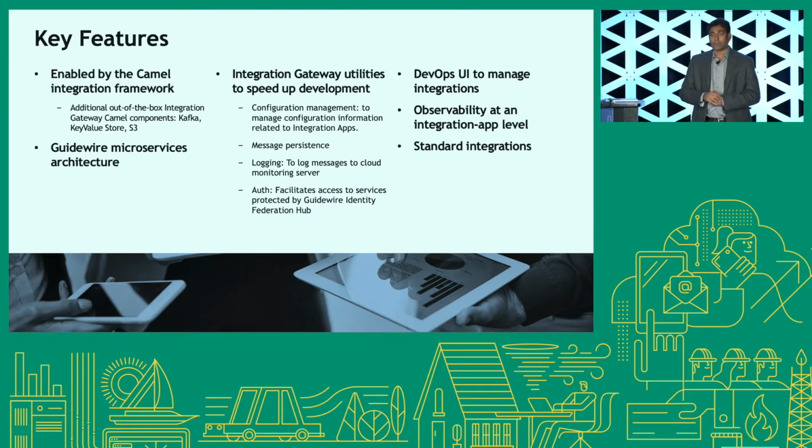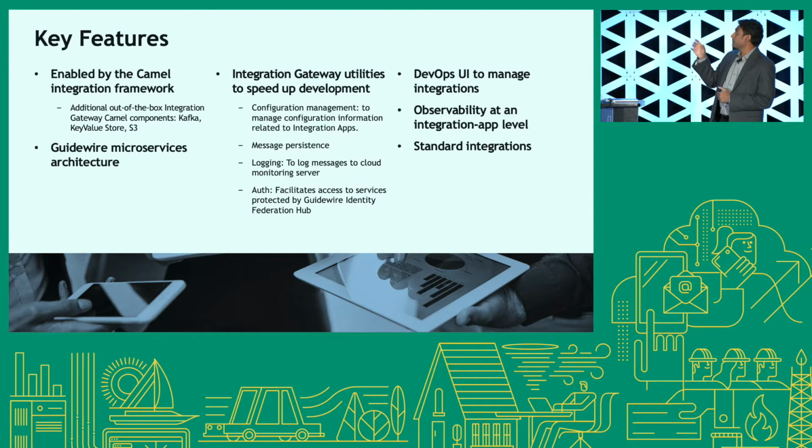And then it's based on the Guidewire service architecture. We didn't invent anything new here. It's been around for a while. It's hardened security. And then we have a bunch of utilities, again, to help speed up the development. We provide configuration management. Every integration app has some configurations, so we have out-of-box capability to manage configurations for your integration apps. Persistence: if you think about a typical message flow, with a 3 or 4-step message flow, you may need to persist the message through the message flow. We have out-of-box Kafka to help you with that. We provide out-of-box logging utilities to log this information to the cloud monitoring server. And I'll get to this, but we have a DevOps UI where a developer or an SRE kind of engineer can go in and manage the entire integration lifecycle.